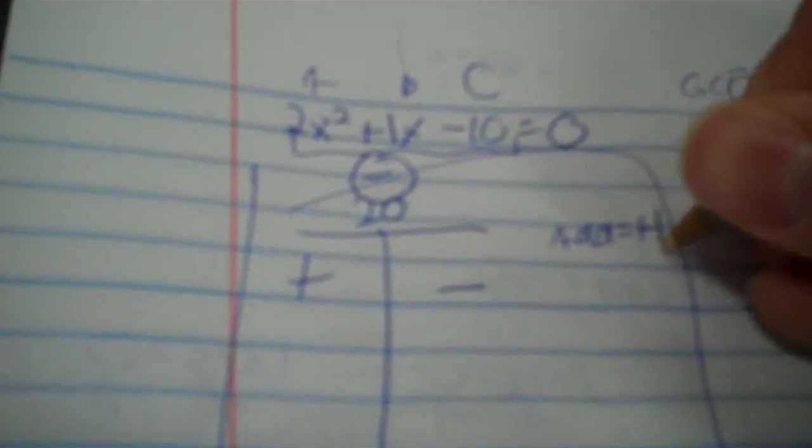And then, okay, 2 times negative 10 is negative 20. So that's a positive times a negative. Again, you always take your A times your C. So we're trying to add to get to positive 1.